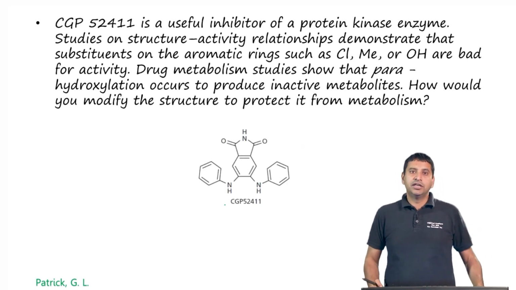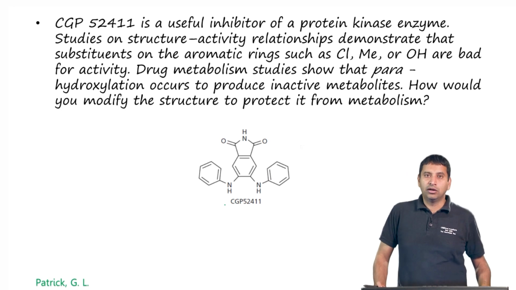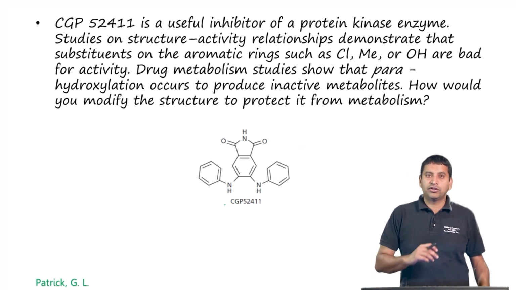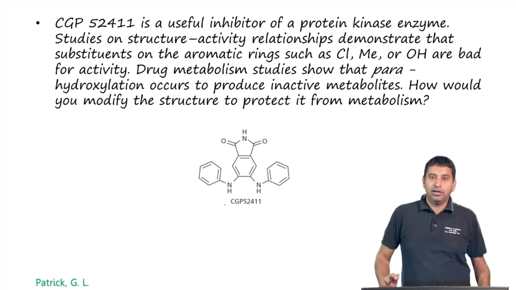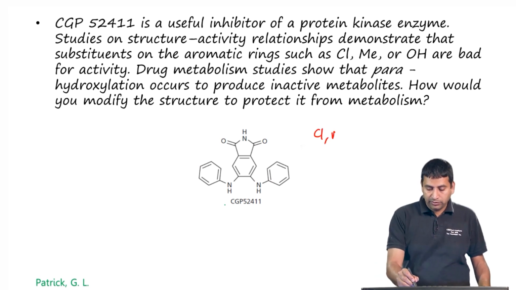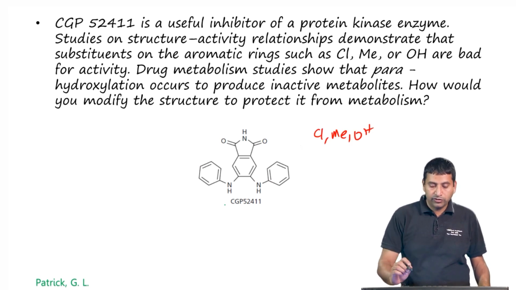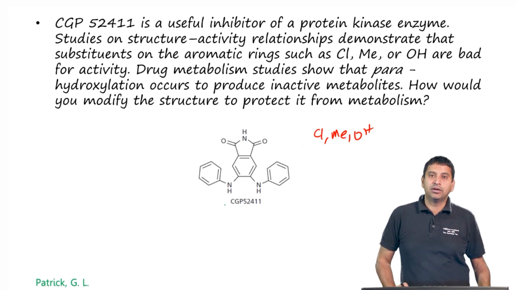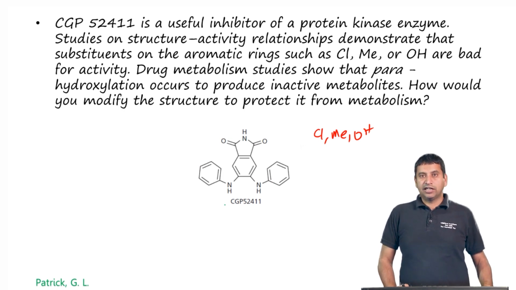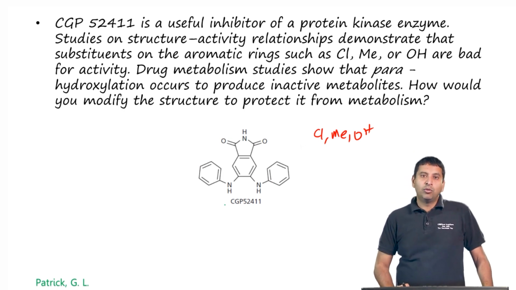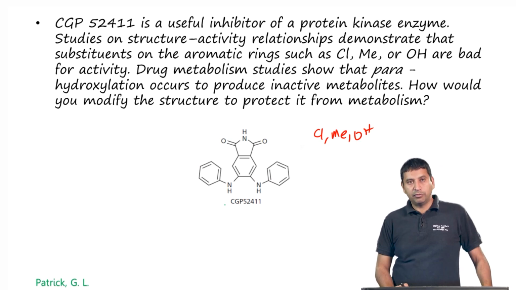The next question is, CGP 52411 is a useful inhibitor of a protein kinase enzyme. Studies on the structure activity relationship demonstrate that substituents on the aromatic ring such as Cl, Me or OH are bad for activity. Drug metabolism studies show that para-hydroxylation occurs to produce inactive metabolites. So, how would you modify the structure to protect it from metabolism?